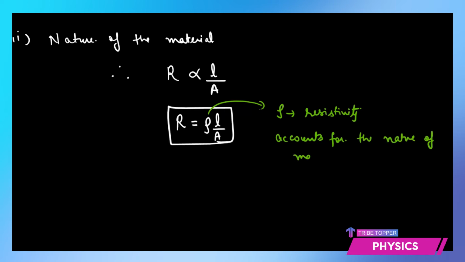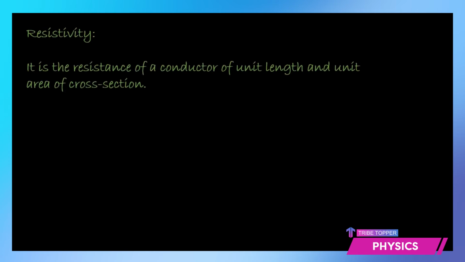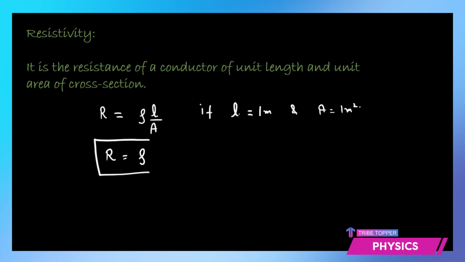Now, how do we define this resistivity? Before I read out the definition, I'll first show you from the expression how we get that definition. I said R is rho L by A. So what if the length of the conductor is 1 meter and area of cross section is 1 meter square? Then R is equal to rho because L and A become 1. So R is equal to rho. Now it's easy for me to define that.